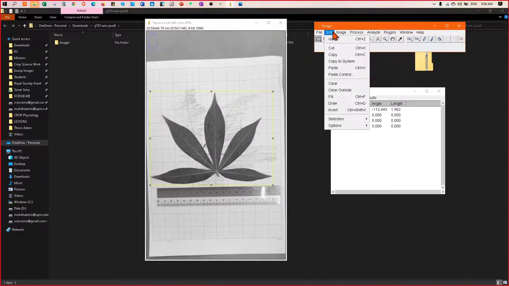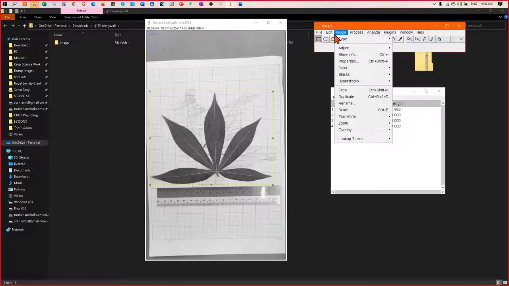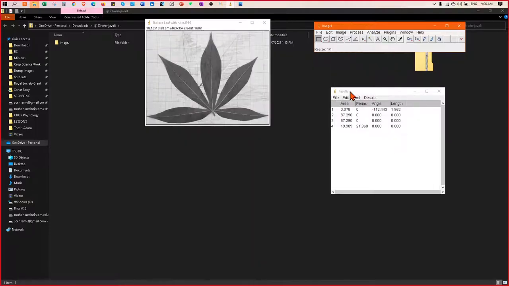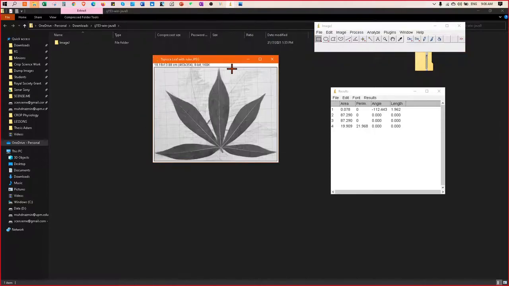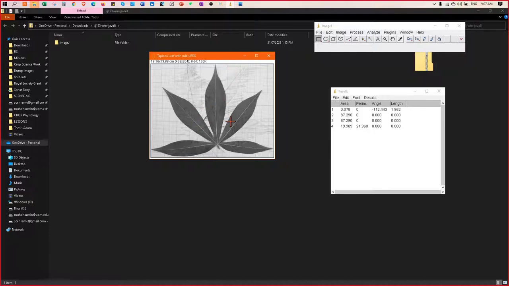All right, if I click crop, let's see what happens. Oh yeah, okay, so when you click crop, it has now eliminated the ruler. Don't worry about the ruler, you have told ImageJ what the measurements are, so that has been kept. So this is the image, and you need to highlight your leaf now.